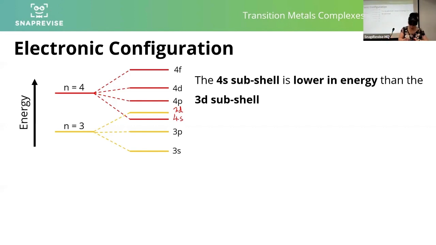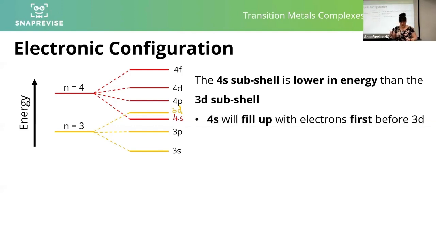Let's change the color of that one. Let's make that 3d so we can see the difference. So it makes sense, we fill lowest first. The trouble is, 4s will fill up with electrons first before 3d. The trouble happens when it is full. It actually shifts to become higher in energy than 3d once it is full. And that's why we then continue to fill in 3d until that is full.